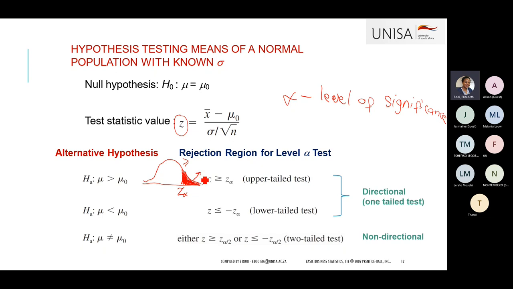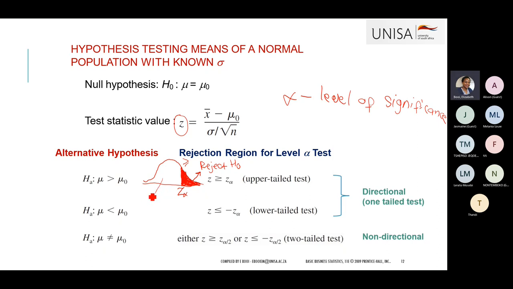And if anything falls in this side, because it says if your test statistic is greater than or equals to your Z critical value, then you're going to reject your null hypothesis. That's what the region of rejection means. It means if the test statistic that we have calculated here falls bigger than the critical value of Z alpha, if it falls on the red side, we're going to reject the null hypothesis.